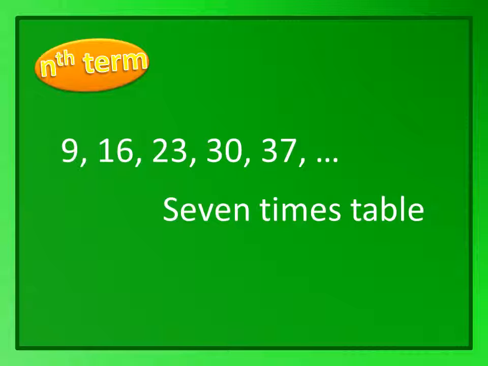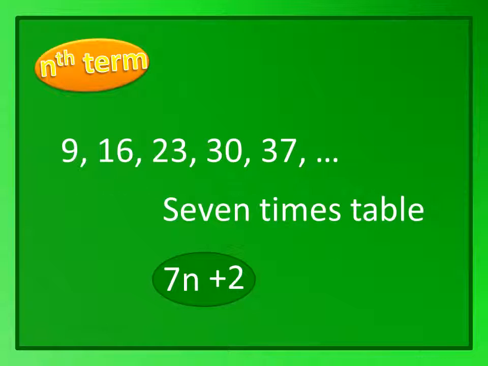Since it's related to the 7 times table, I know that it's going to start with a 7n, and since it's been shifted up by 2, I know it's going to have a plus 2 at the end as well. So that must mean that my nth term rule for this sequence is 7n plus 2.